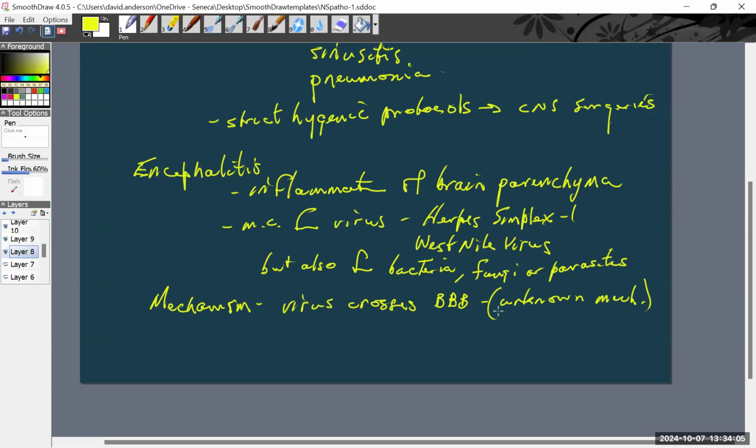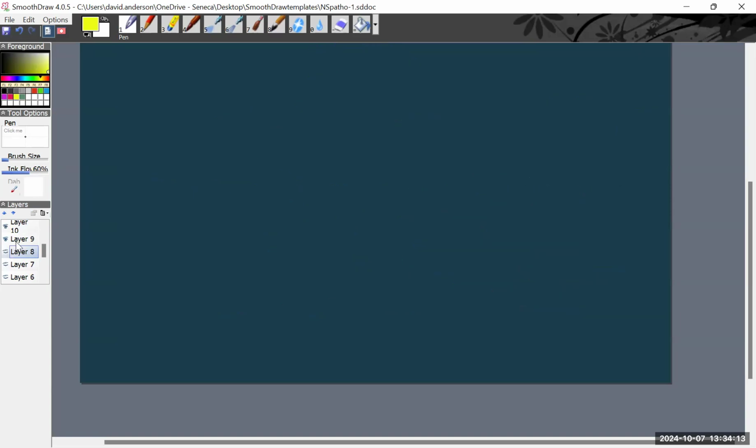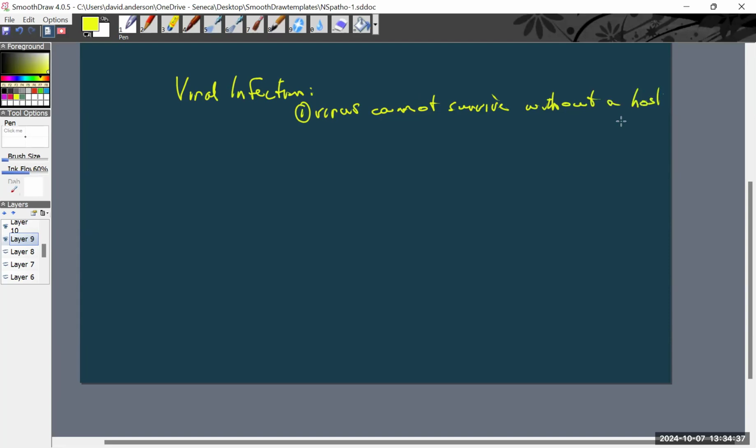But basically the concern anytime we have a virus that crosses a blood-brain barrier, in any viral infection in fact, I'm going to just spend a minute here for us to understand a viral infection. So the first thing to recognize is a virus cannot survive without a host cell.